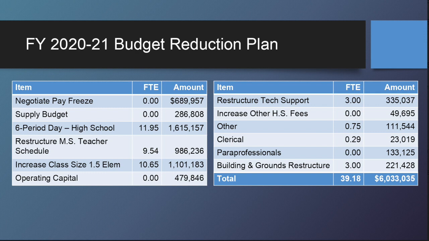The other category includes a decrease in the communications department, reallocation of resources to cover expenses in instruction and in operations. Special education is proposing to reduce paraprofessionals by adjusting their hours for a savings of $133,000. And then finally, the Buildings and Grounds Department will restructure custodial staff and save about $221,000, for a total of $6 million.